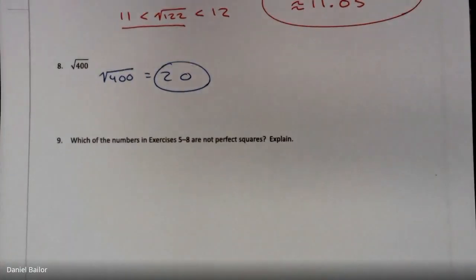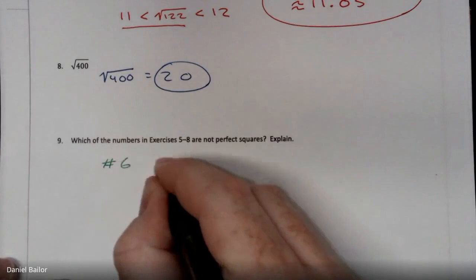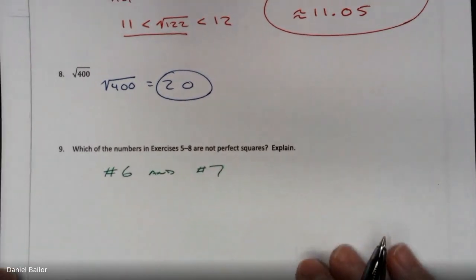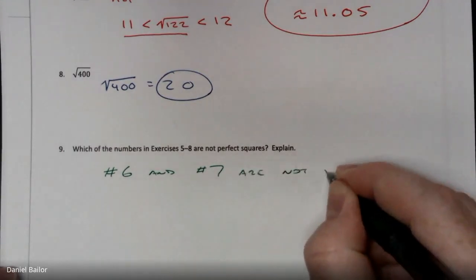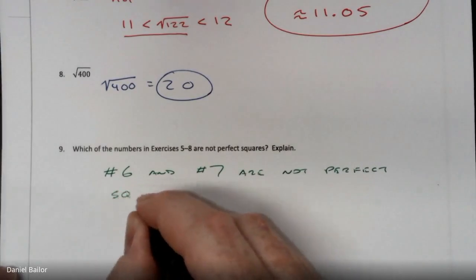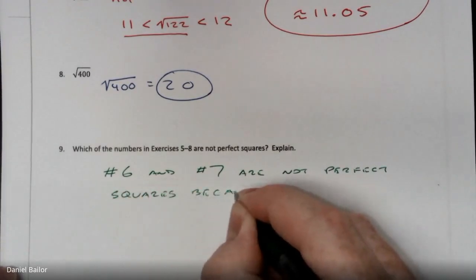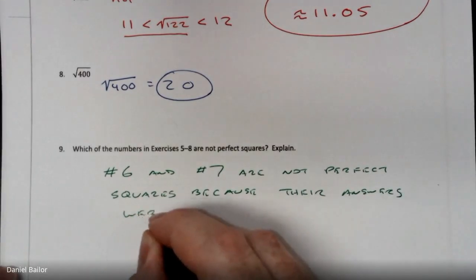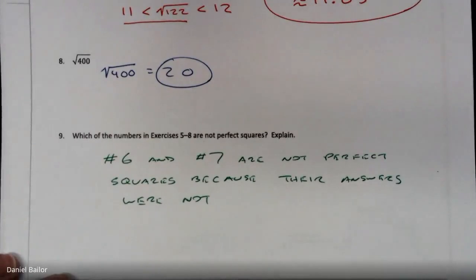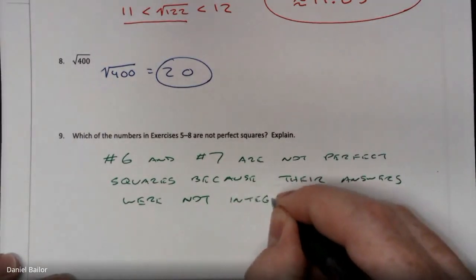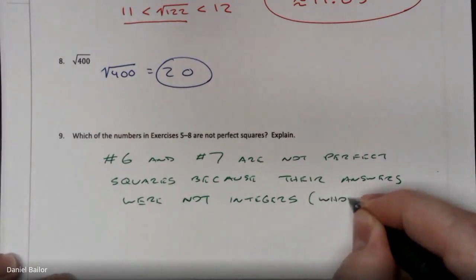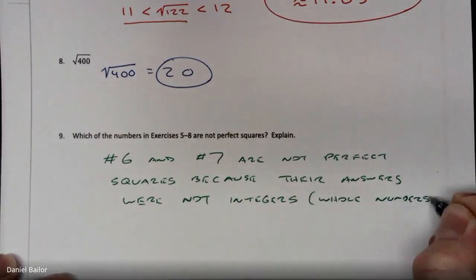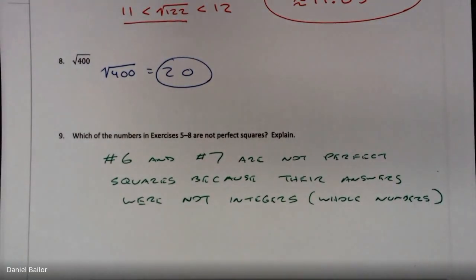Now, number 9, which of the numbers in exercises 5-8 are not perfect squares? Well, number 6 and number 7 are not perfect squares, because their answers were not integers. And integer means whole number. So not integers means they're not perfect squares.